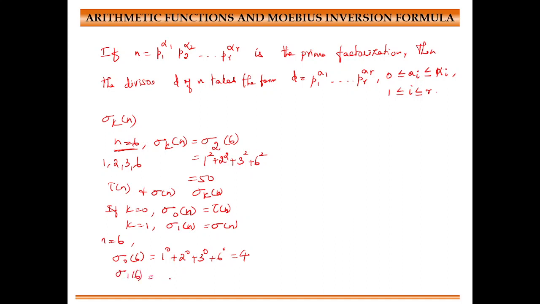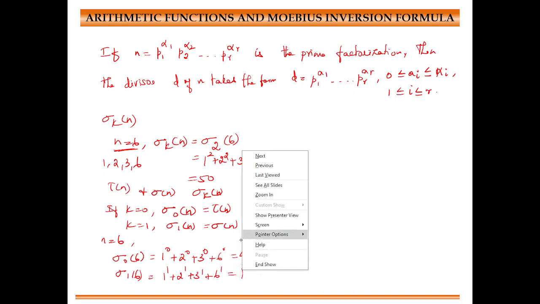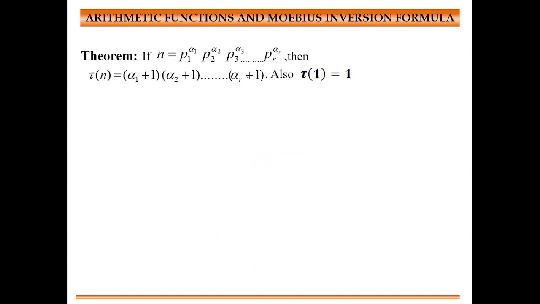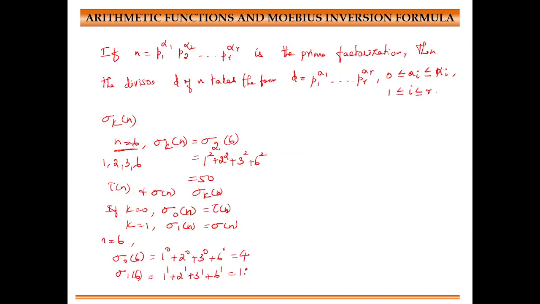Sigma 1 of 6 is 1 power 1 plus 2 power 1 plus 3 power 1 plus 6 power 1, which is equal to 12. So from the previous example, 4 is tau of n and 12 is sigma of n.